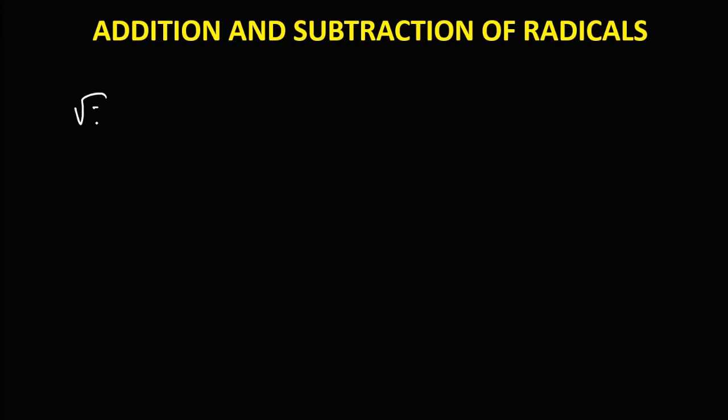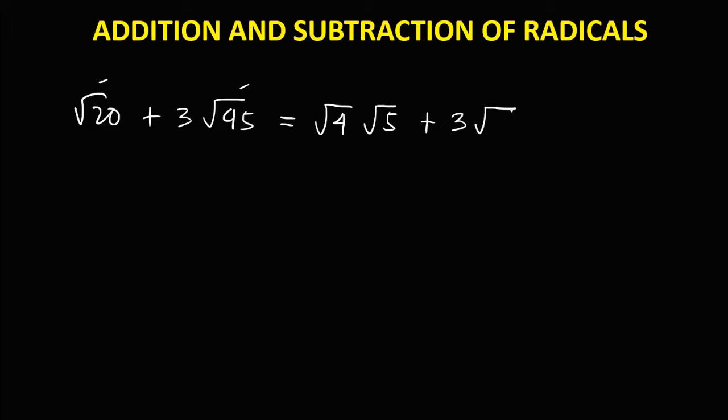Then for this square root of 20 plus 3 square root of 45. First, we need to simplify the radicals. Since this square root of 20, we can rewrite this one as square root of 4 times square root of 5, then plus 3 times this square root of 45. We can rewrite this one as square root of 9 times square root of 5. Then simplify. So square root of 4, that's 2 times square root of 5.